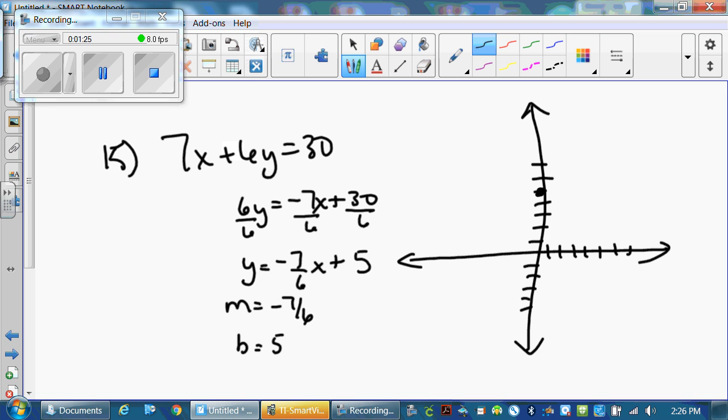That's my y-intercept. And then my slope is negative 7/6, so I'm going to go down 1, 2, 3, 4, 5, 6, 7, and over 1, 2, 3, 4, 5, 6. And I'm going to draw a line, which I know is not going to be very straight, but that would be what the line would approximately look like, and hopefully you would have some graph paper and look a little bit better than mine.